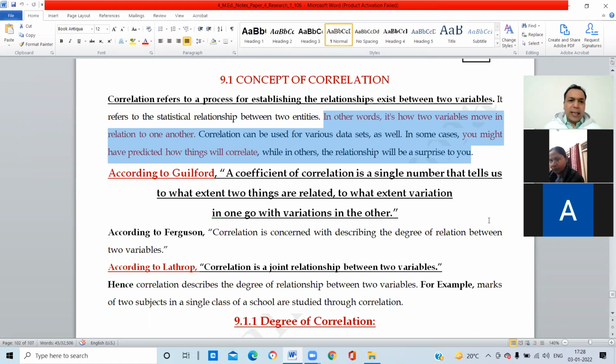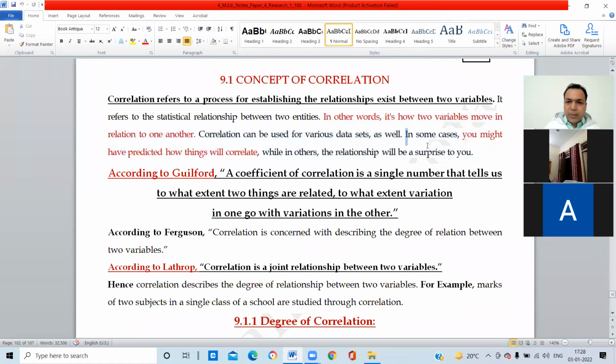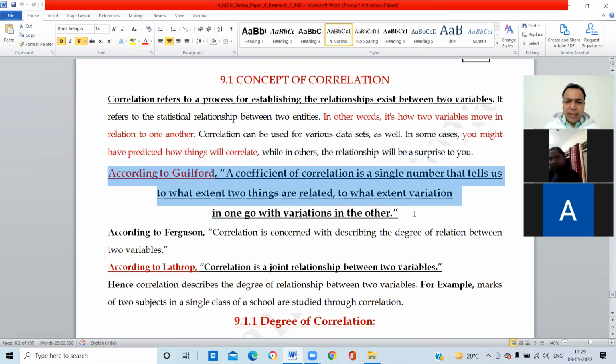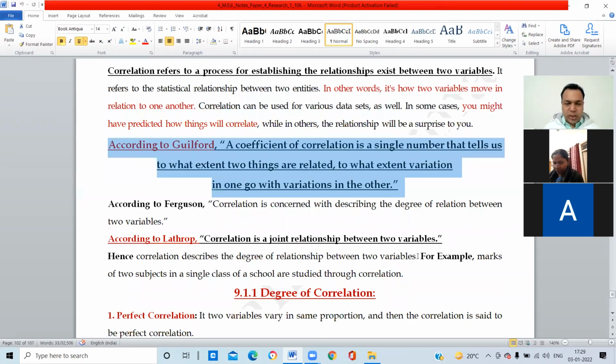Okay, and another useful purpose of correlation is that in some cases you might predict how things will correlate. Means correlation also helps in the prediction of things, right? So what does Guilford say? According to Guilford, the coefficient of correlation means r. r is the coefficient of correlation.